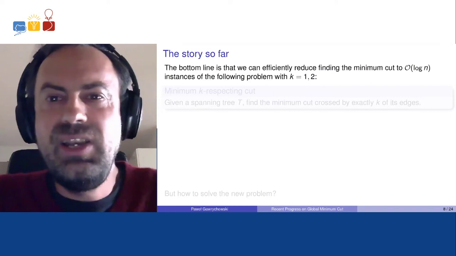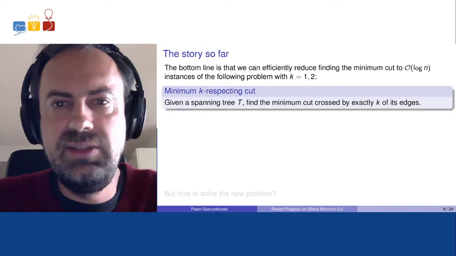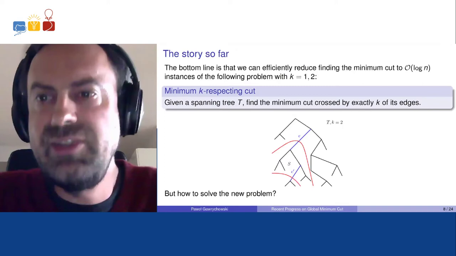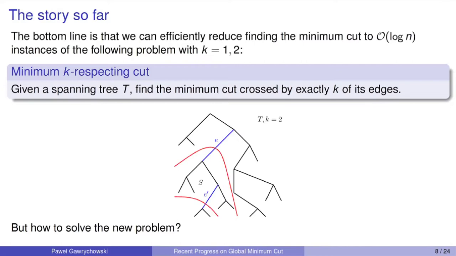Okay, if I lost you, then the bottom line is that very efficiently, we can find log n trees, and one of them is useful for us. It can be used as a hint. So the minimum cut will one or two respect this tree, okay? And this is just as a reminder, that's what it means to respect. So now we can focus on the new problem. And this is what Karger did.